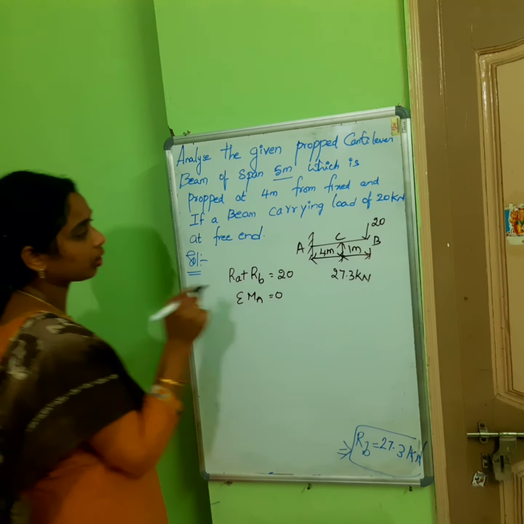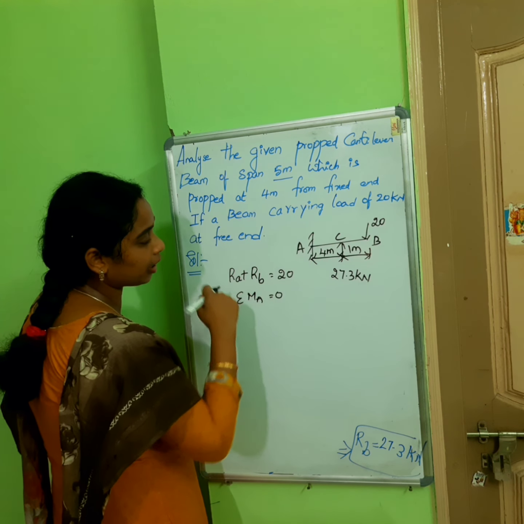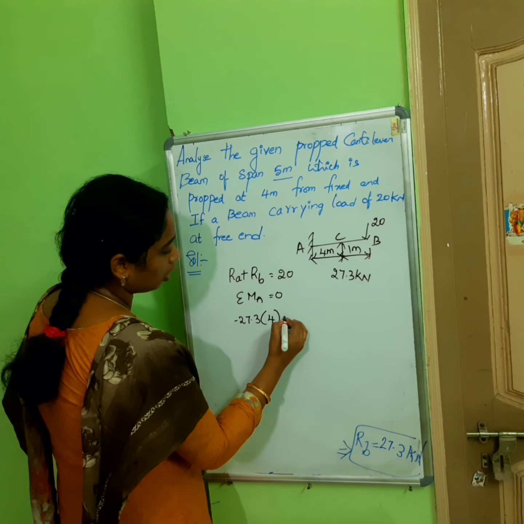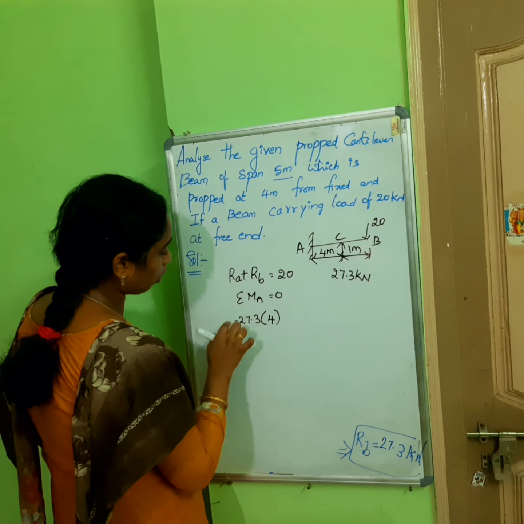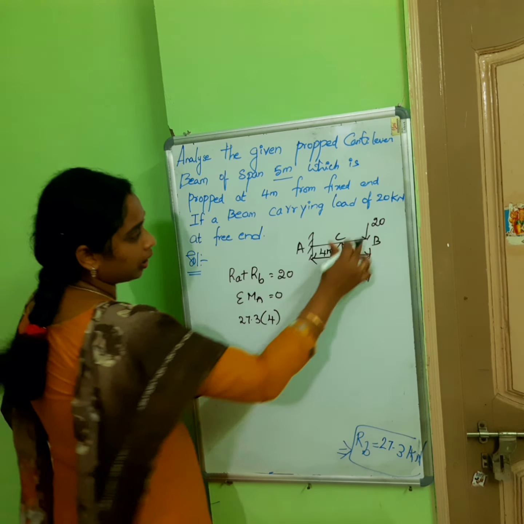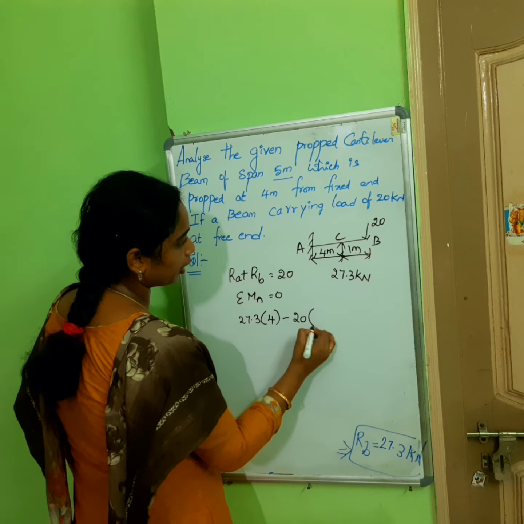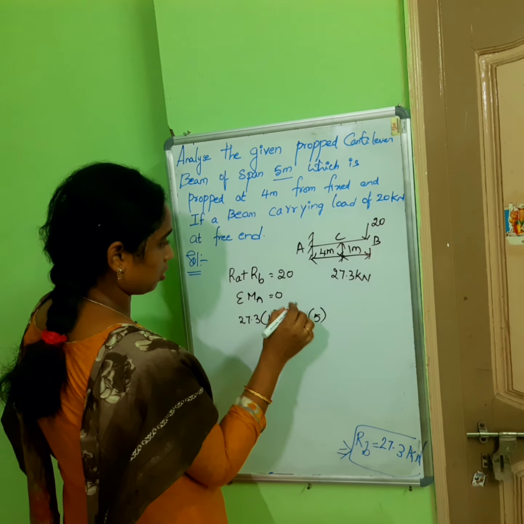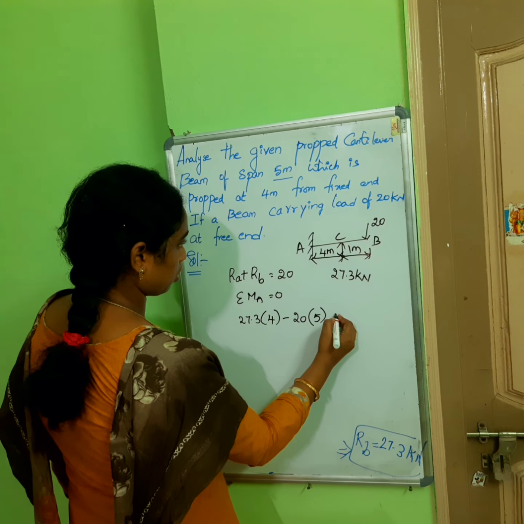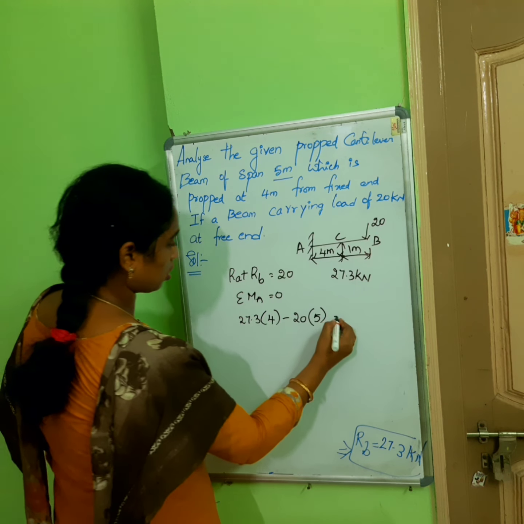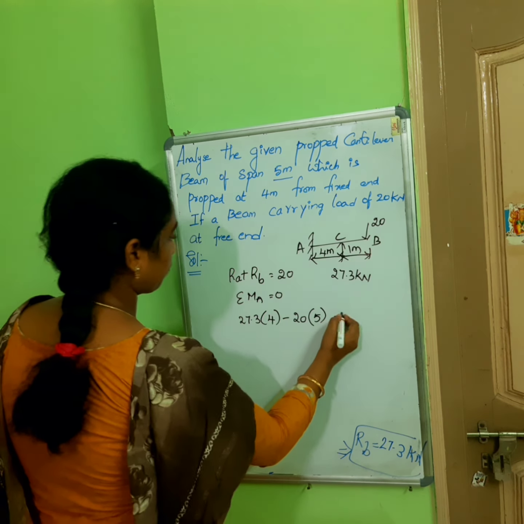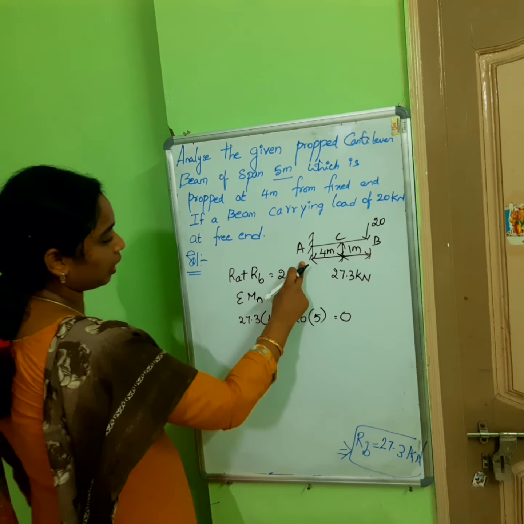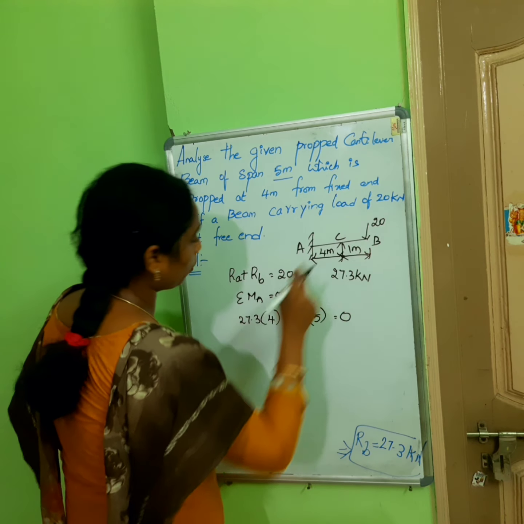So let's see here, it is moving in which direction? Anti-clockwise direction. So minus 27.3 into 4. Anti-clockwise means plus; I have taken 27.3. It is moving in clockwise direction, so minus 20 into 5, equal to 0. Okay. RA plus RB is equal to 0 and I need to calculate the moment at B.